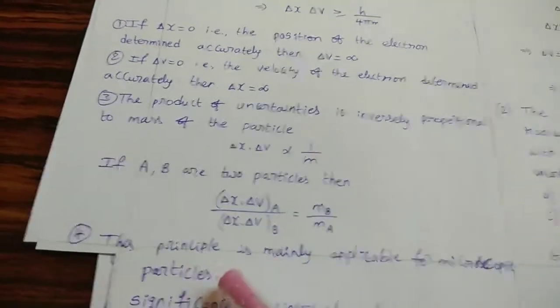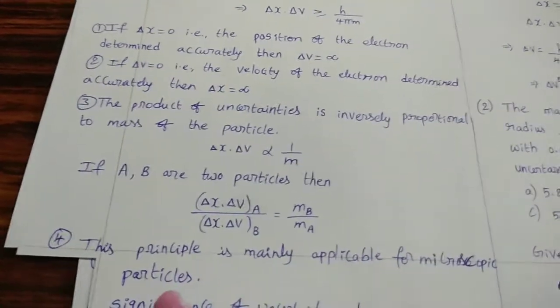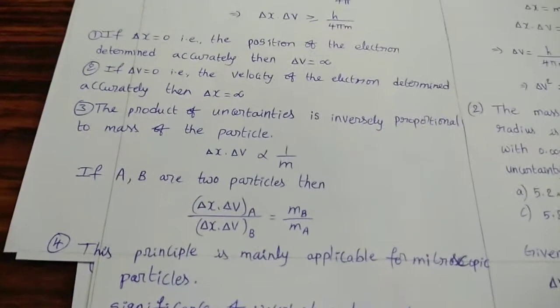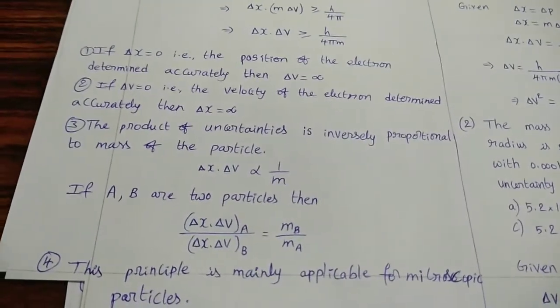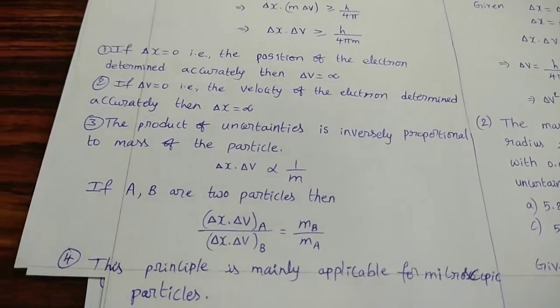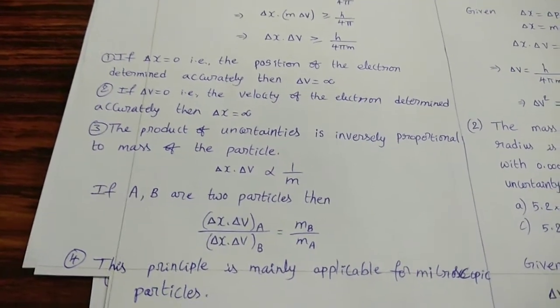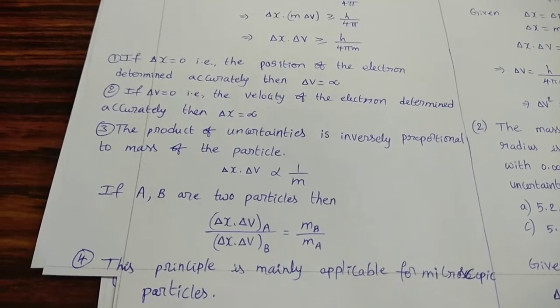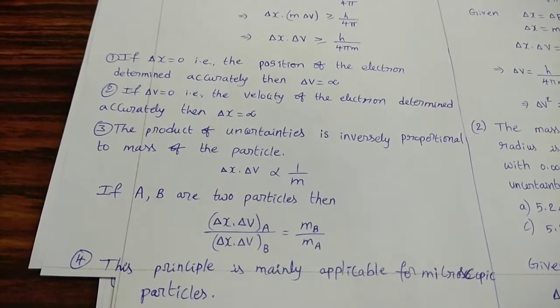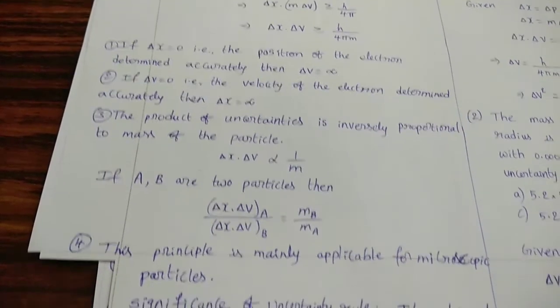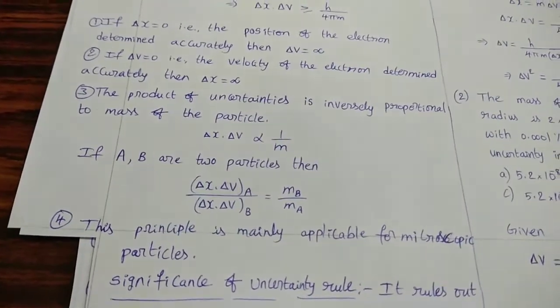Okay. This principle is mainly applicable for microscopic particles. Microscopic means electron, proton, neutron, atom, molecule. For these small sized objects, we can consider them as microscopic particles. The Heisenberg uncertainty principle is applicable only for microscopic particles. See the significance, which means importance.